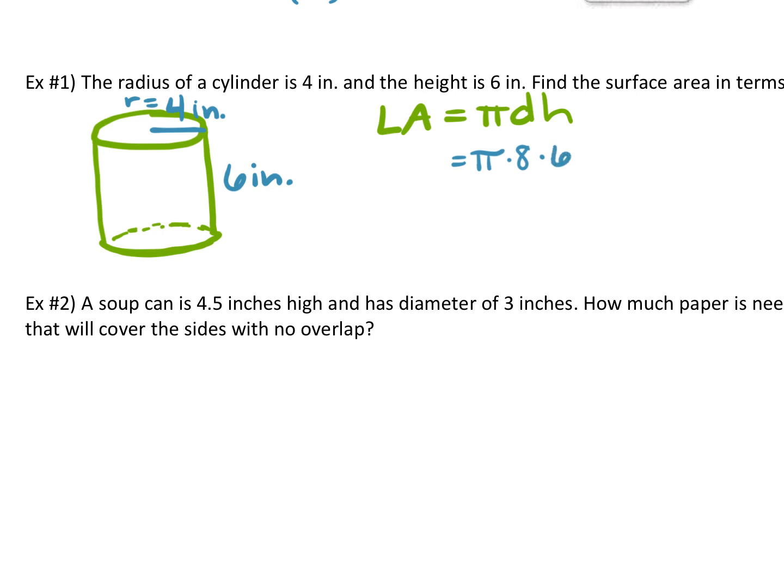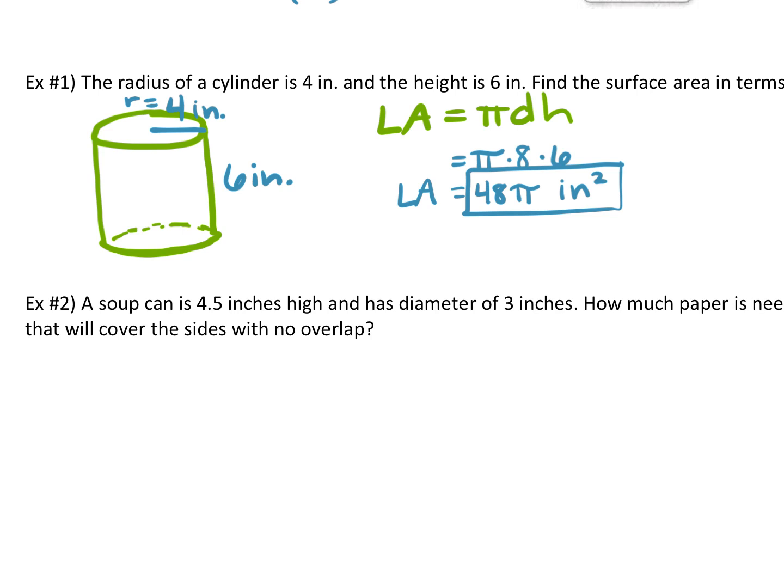Okay? You do not have to memorize these formulas. I will give you the formulas. You have to know how to use them. You have to know that D is double the radius, right? You have to know that h is the distance between the circles. So this would be 8 times 6 is 48. The pi always comes behind it, and it's an area. Okay, so your lateral area is 48 pi square inches.